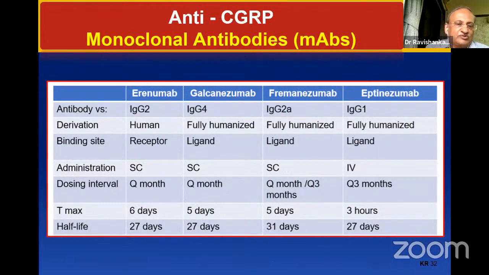Erenumab is the one which is likely to come in first into the country, and it works against the CGRP receptor. The other 3, galcanezumab, fremanezumab, and eptinezumab, work against the CGRP ligand, and the dosage is once monthly, and eptinezumab can be given once in 3 months. So this is the range of anti-CGRP monoclonal antibodies we're going to see in the future. They are going to have a big advantage over the currently available pharmacotherapy because, one, they work in all patients, two, minimum side effects. Compliance is not a factor, but it is not complete magic.